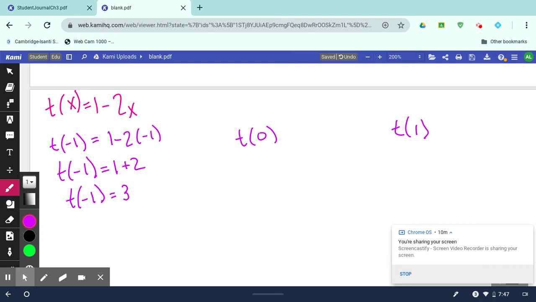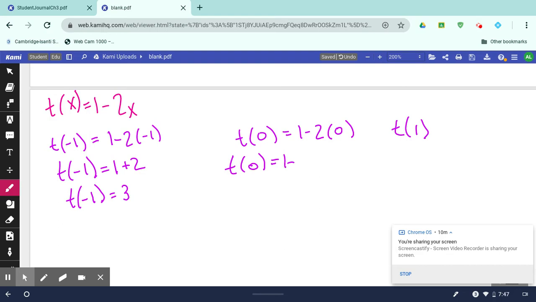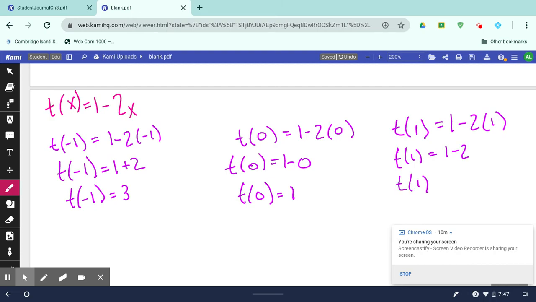All right, so next one, t of 0, I have 1 minus 2 times 0. Oh, I wrote f out of habit. T of 0 is 1 minus 2 times 0, which is 0, so t of 0 is just 1. And then t of 1, same thing, 1 minus 2 times 1. I misspoke there. T of 1. I'm plugging in 1 to t. So 1 minus 2, and that final answer there is going to be negative 1.